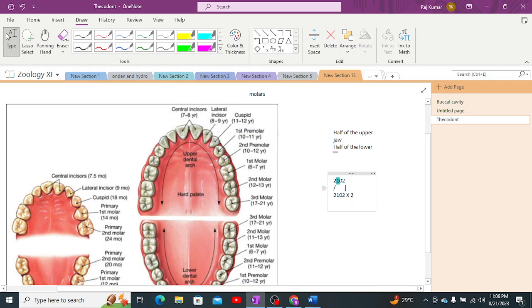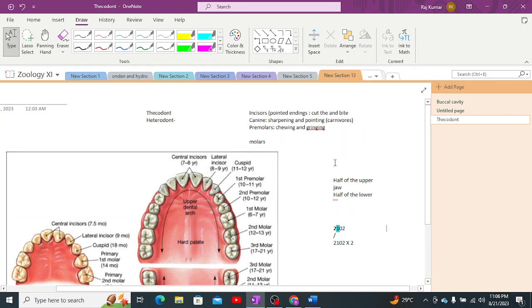2 molars are present in half of the upper jaw, and 2 molars in half of the lower jaw. Collectively adding them, it will become 4, and 4 into 2 will become 8. So there are 8 molars, 4 canines, and 8 incisors inside the milk teeth. So this is a basic structure.